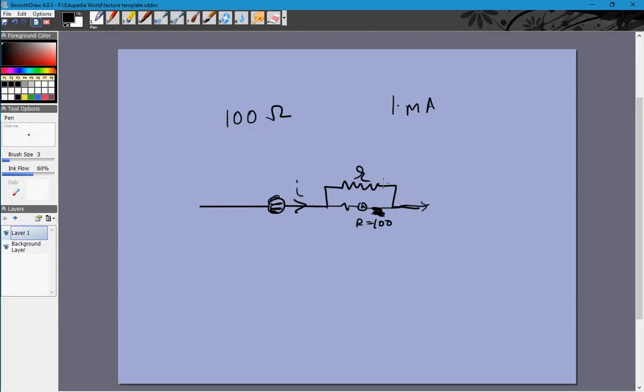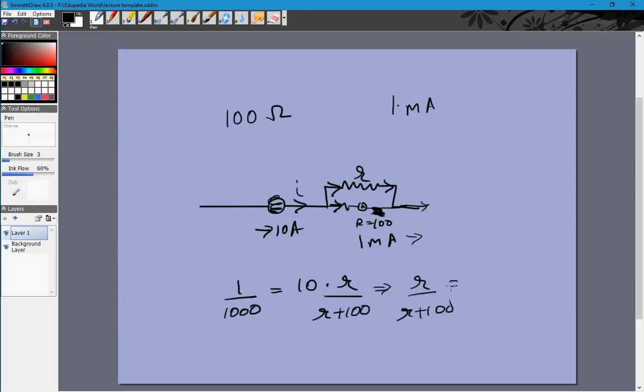So 1 milliampere, that is 1 by 1000, should be equal to 10 ampere times r by r plus 100, which gives me r by r plus 100 is equal to 10 to the power minus 4. Now we already know that r has to be very small compared to 100, so r plus 100 is approximately 100. Assume this to be r by 100, which gives me r is equal to 100 into 10 to the power minus 4, or 10 to the power minus 2, or 0.01. So the answer will be option 1.